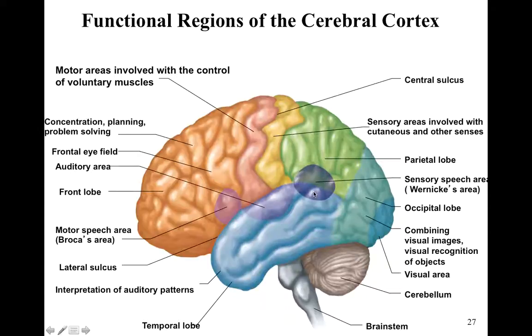Sensory speech area here, parietal lobe. Visual area is in the occipital lobe, and it's kind of where we take in all these images. So your eyes are up here, and the signal has to go all the way back to the occipital lobe to be processed.